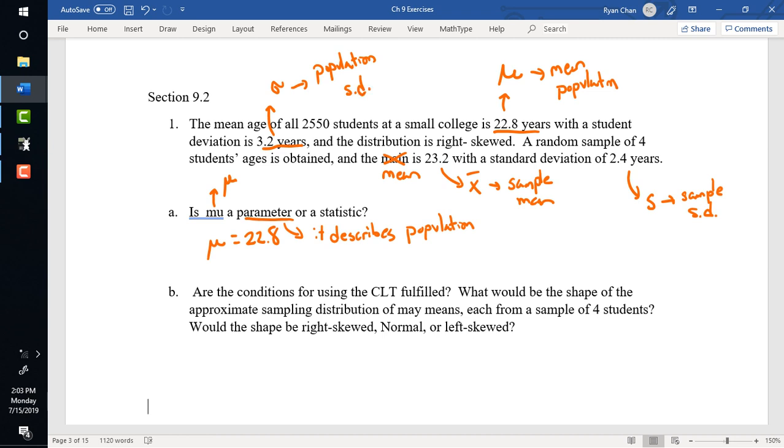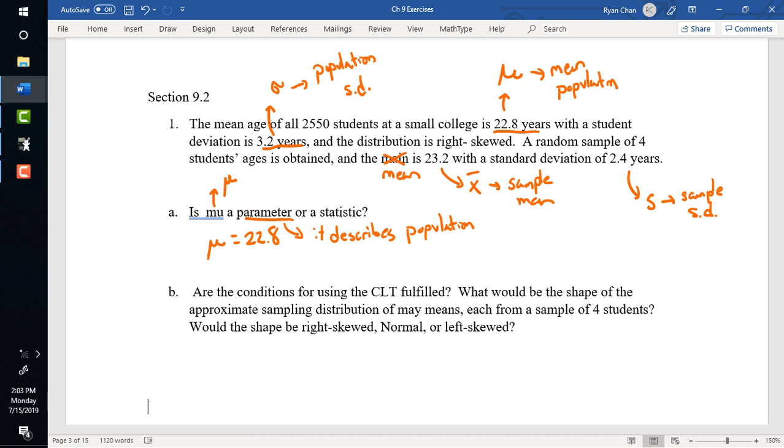Just make sure you remember your 6 letters. The other 2 are P hat and P. Look at whether you're describing the population or the sample, and then what you're describing of it. So there are 2 attributes you have to know. You have mean of the population, which is mu; standard deviation of the population, which is sigma; sample mean, which is X bar; sample standard deviation, which is S; P, which is population proportion; and P hat, which is sample proportion.